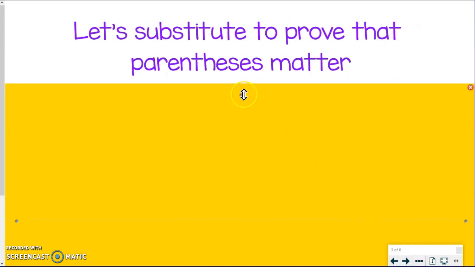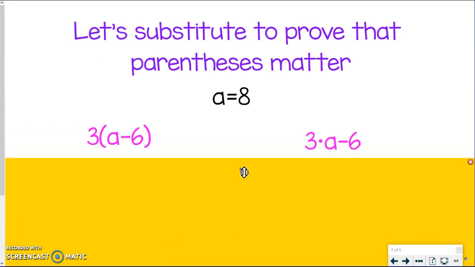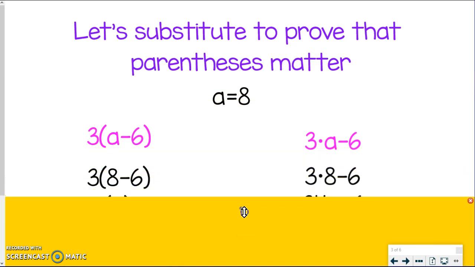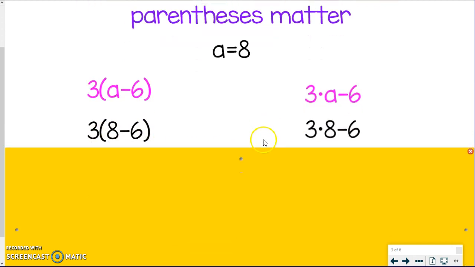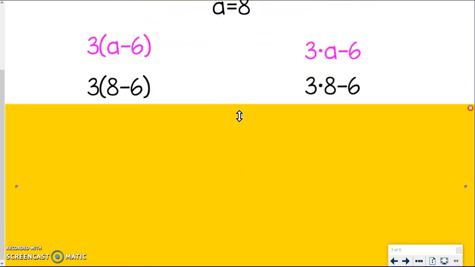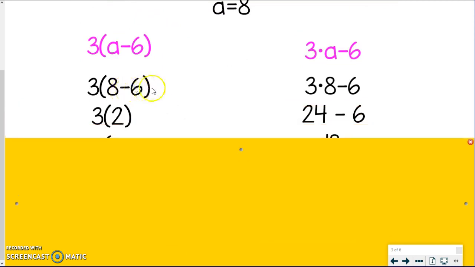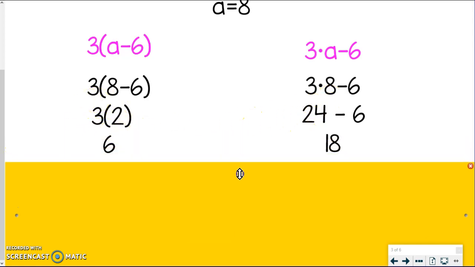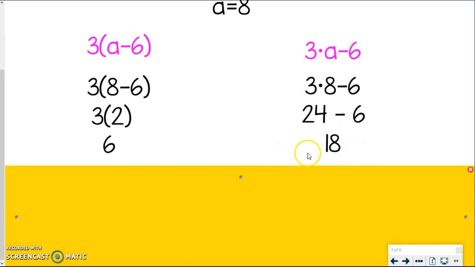So just to prove it to you, let's substitute. I know we haven't talked too much about this word yet, but let's substitute and solve. So let's pretend that a is 8, is the number 8. So if I were to substitute, right, so let's say these are my expressions now. If I solve like we showed in the beginning, okay, I'm going to do the parentheses first over here to get 2, but here I'm going to do the multiplication first to get 24. So on this one, I'm going to do 3 times 2 to get 6. On the other one, I'm going to do 24 minus 6 to get 18.